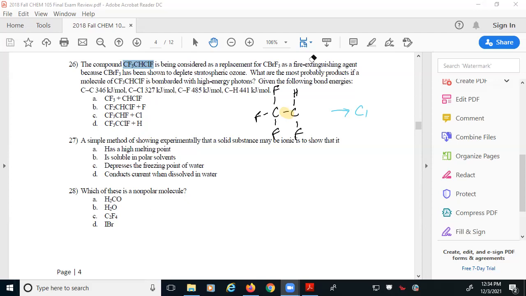So energy questions like this seem complicated, but usually they're not that complex. Questions like this, you have to get to the heart of it. What is this ultimately asking? It's asking where this is going to break apart.